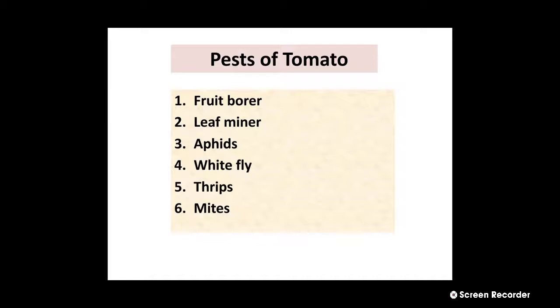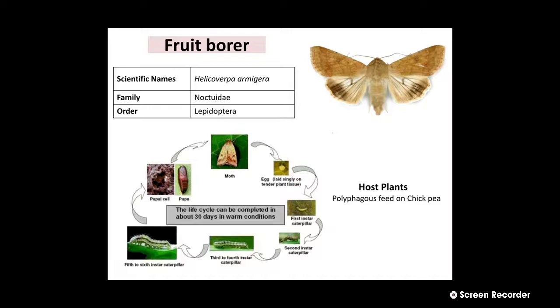First and major pest of the tomato is tomato fruit borer. The scientific name of this pest is Helicoverpa armigera and it belongs to family Noctuidae and order Lepidoptera. When the pest belongs to order Lepidoptera, then the damaging stage of the pest is always larva or caterpillar. This is the adult moth of fruit borer, that is Helicoverpa armigera.